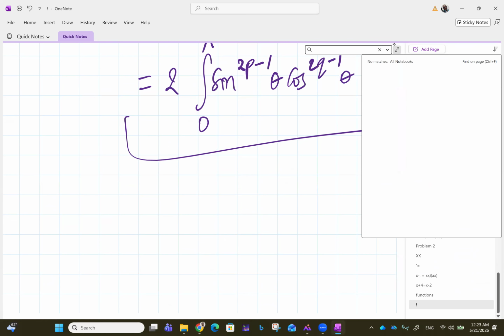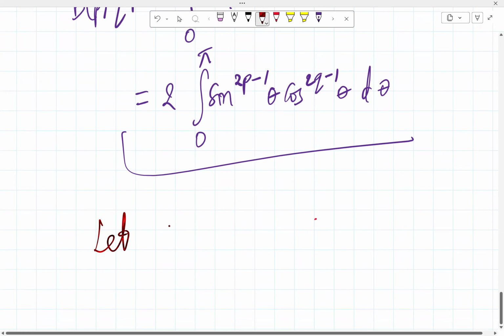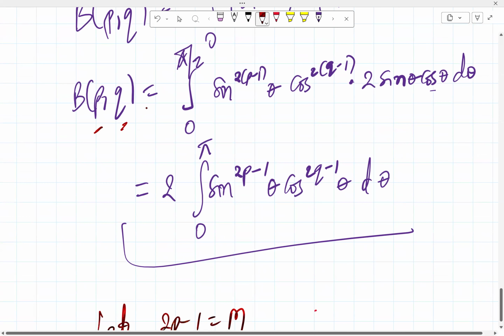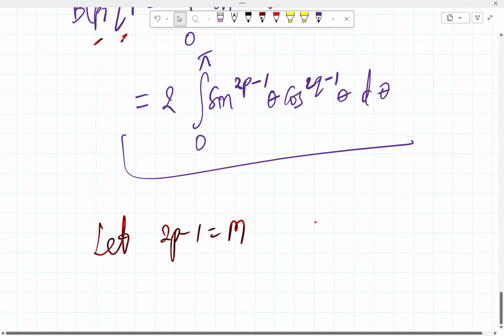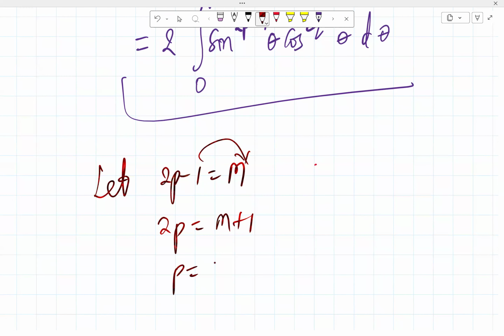So if we let 2p minus 1 be equal to m, okay? We have p here, we have q here, so we need to find p and q. So 2p minus 1 equals m. That means 2p is equal to m plus 1. If you transfer this, then p is m plus 1 all over 2, settled.